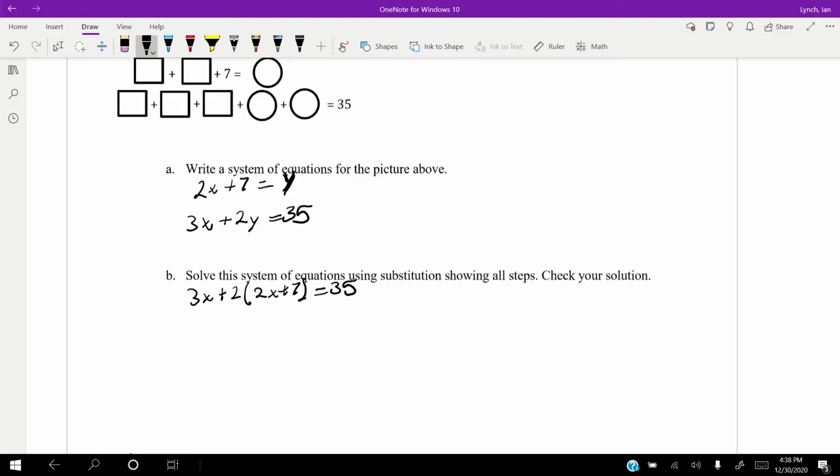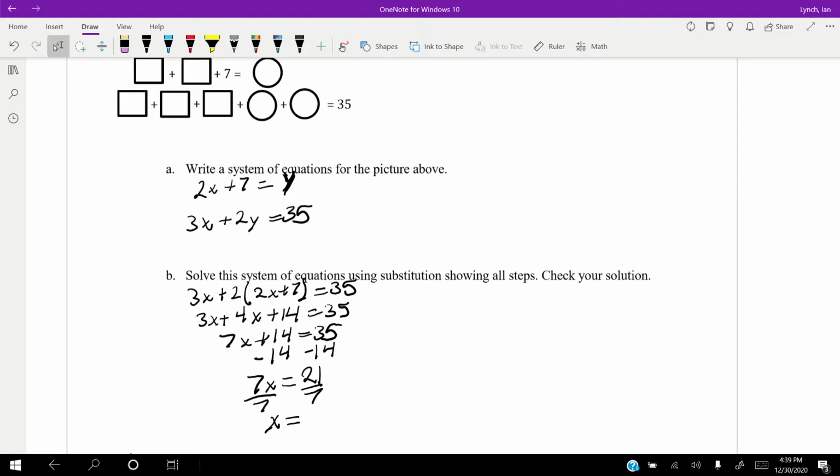Now, we're just going to use our 5 steps. Step 1, distribute. Let's distribute this 2 through. So we get 3x plus 4x plus 14 equals 35. Step 2, combine like terms. Well, we have a 3x and a 4x, so let's add those together to get 7x. So we get 7x plus 14 equals 35. Step 3 is to move our variables. We don't need to move a variable because we only have it on one side. Step 4, move our constants. Let's move this 14 by subtracting 14. So we get 7x equals 21. Step 5, divide.